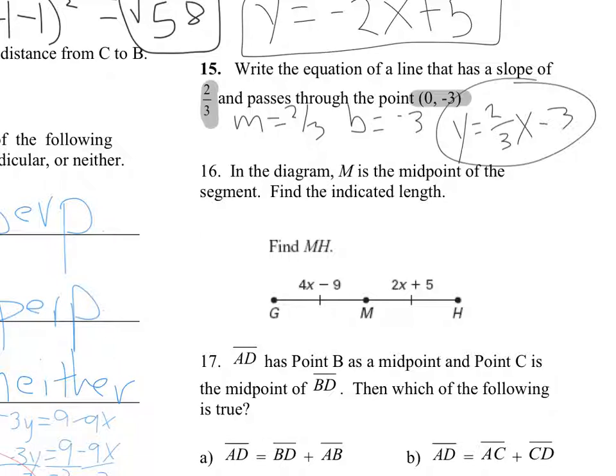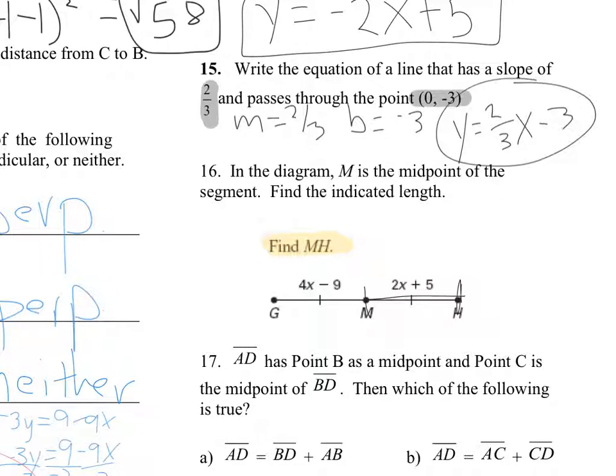16, in the diagram, M is the midpoint of the segment. Find the indicated length. Now, and this is going to be very important on the benchmark, make sure you read the question, because even problems that you have to solve for x, very rarely is the answer to the question what they want to know for x. Like here, they want you to find MH. So eventually I need to find the length that goes from here to here. But now I've got to solve this first.